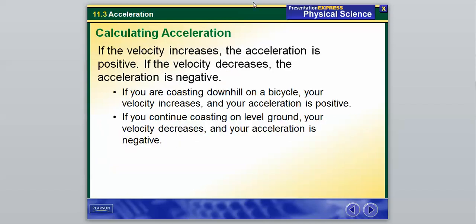It says if the velocity increases, the acceleration is therefore positive, and if the velocity decreases, the acceleration is negative, which we already talked about with acceleration and deceleration in the last video. As an example, if you're coasting downhill on a bicycle, your velocity is going to increase, and therefore your acceleration is positive. Then if you continue coasting onto level ground, because you're not just going to go straight downhill forever, your velocity is going to decrease, and therefore your acceleration is going to be negative. That will come into play when you solve a problem.